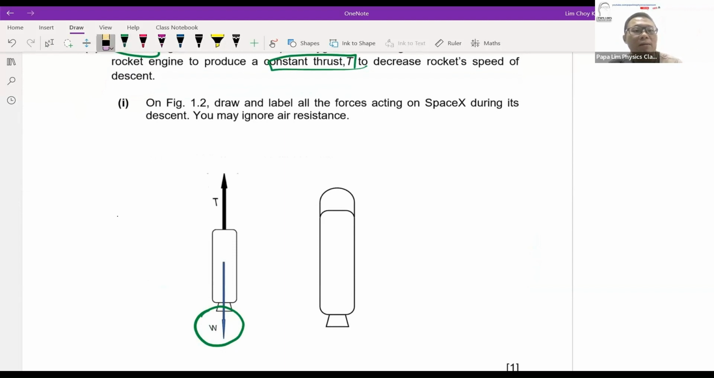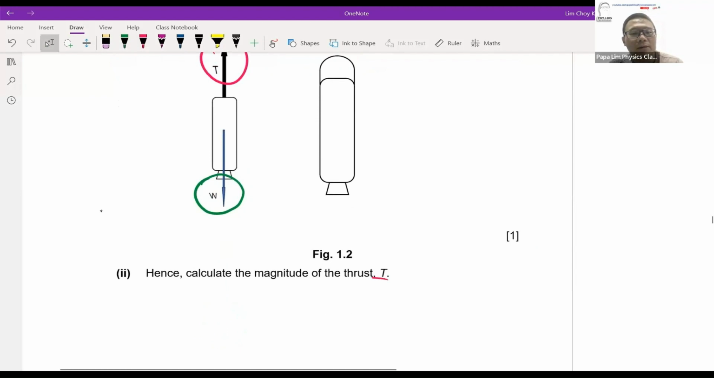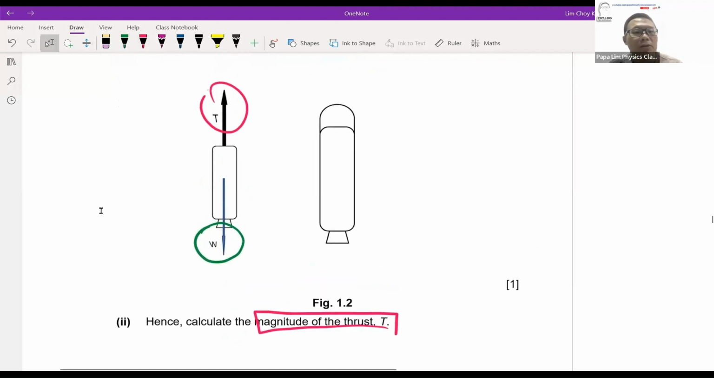In this case, I would say that these two forces are what we call the standard pair of forces that we always see in the free body diagram. Now, what is interesting here is to calculate the magnitude of the thrust. Based on the question here, the object is descending.